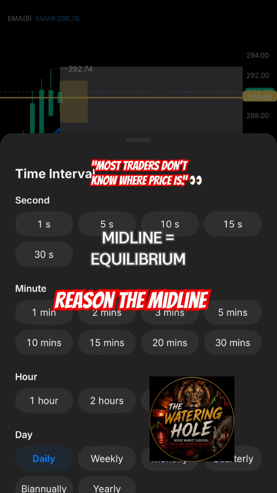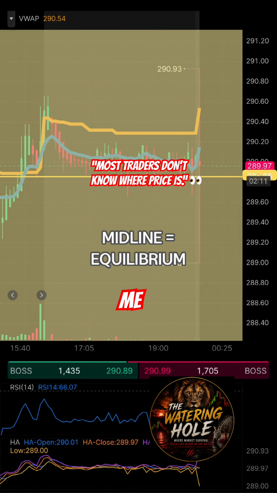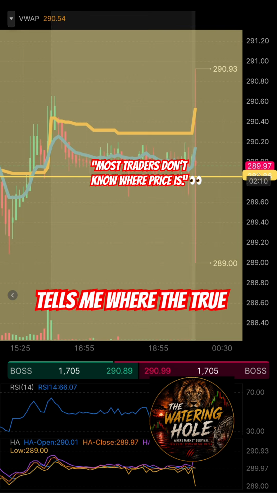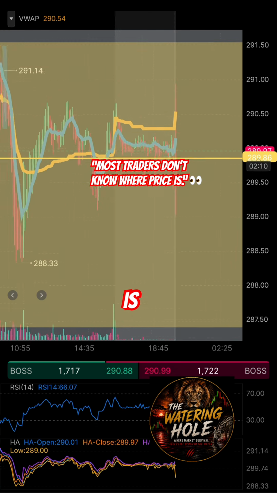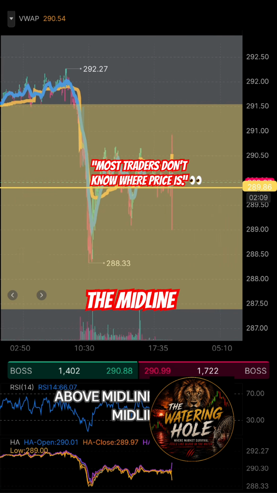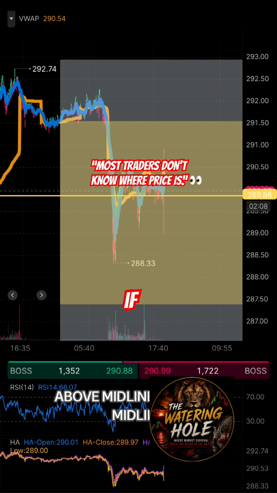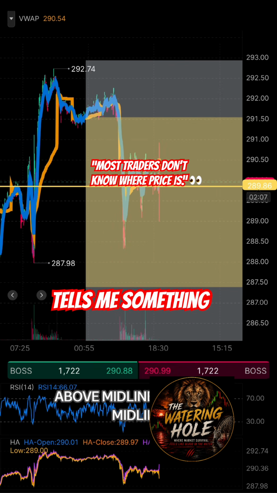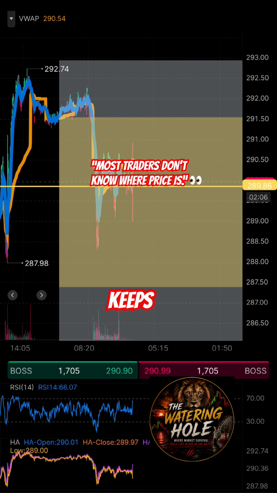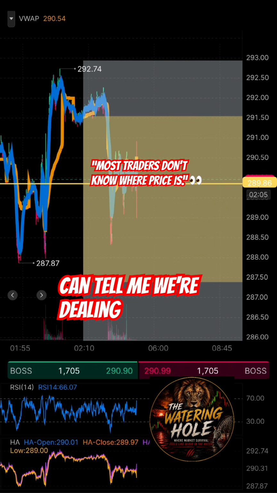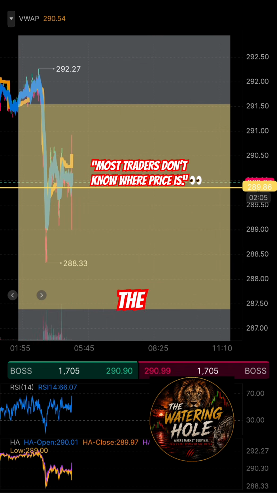The reason the midline matters is because it shows me equilibrium. It tells me where the true middle of the range is. If price is above the midline, that tells me one thing. If price is below it, that tells me something else. And if price keeps hanging around the middle, that can tell me we're dealing with chop or the desert.